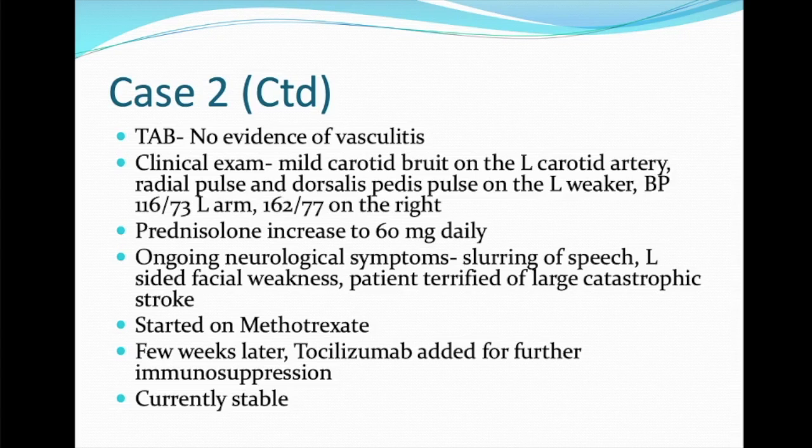But I think we were worried enough to start her on methotrexate as steroid-sparing agent, and a few weeks later, we started her on tocilizumab for further immunosuppression. She's currently doing well. She's not had any further episodes of vascular symptoms or neurological symptoms. So in this case, this lady had a good outcome.